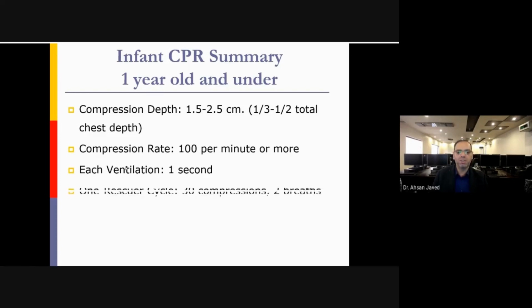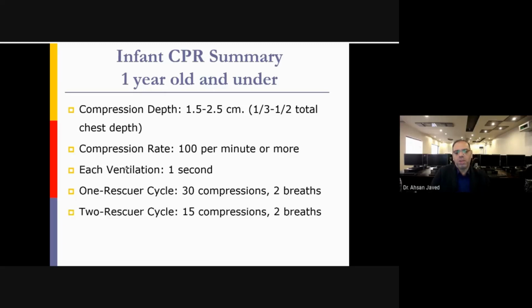Each ventilation is 1 second, and usually it will be a 1 rescuer cycle because the size of the infant is small. But in case there is 1 rescuer, you will be giving 30 compressions and 2 breaths, and with 2 rescuers, you will be giving 15 compressions and 2 breaths.